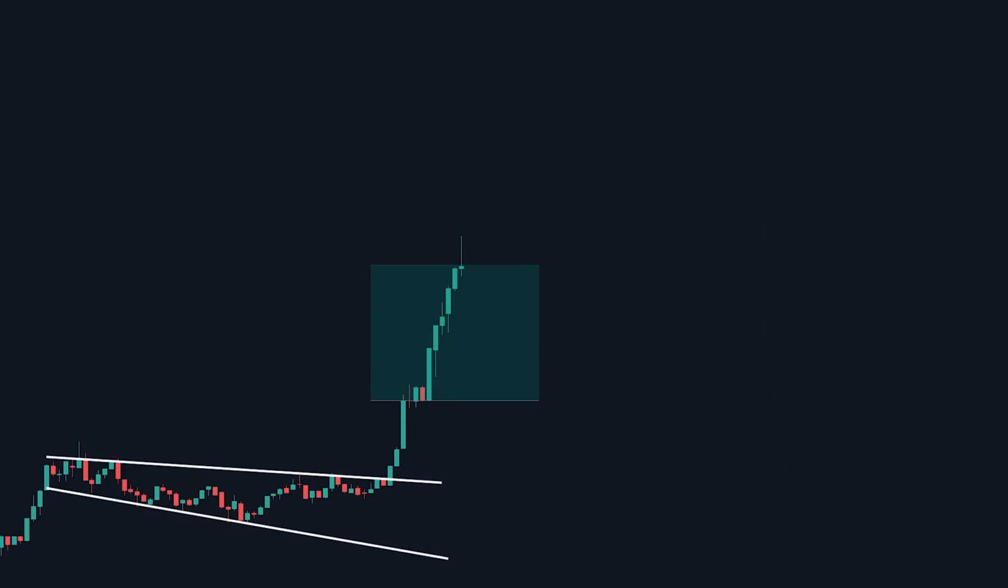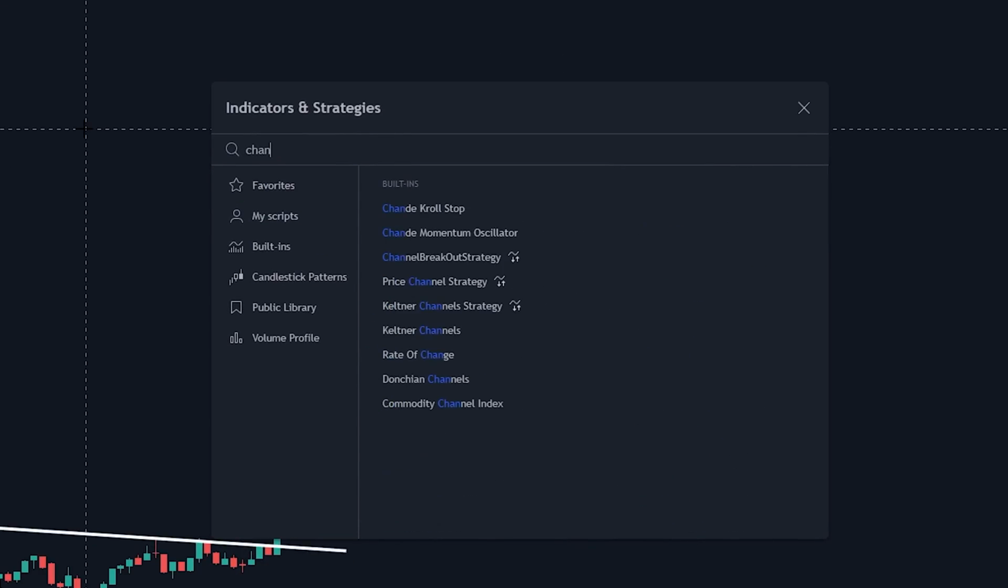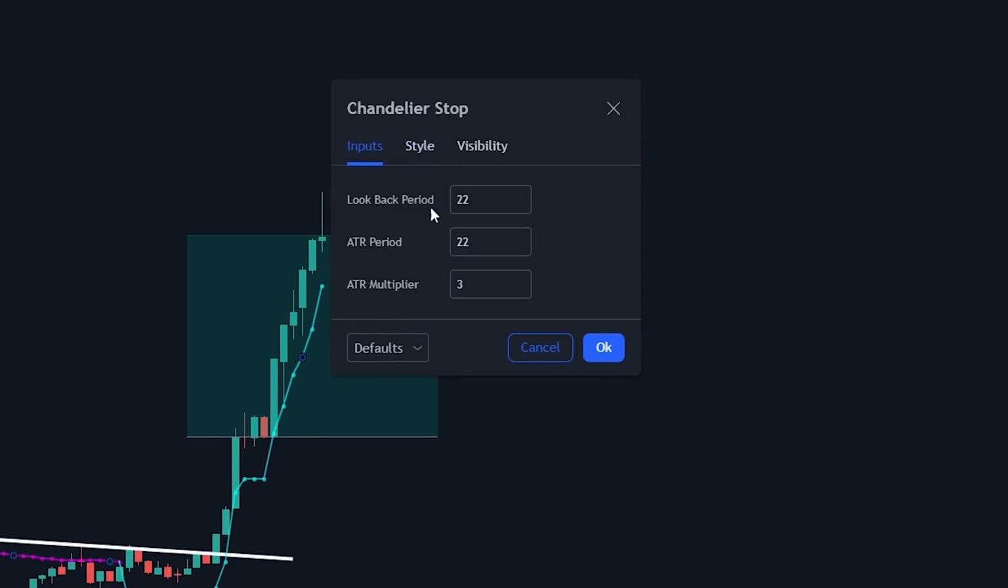That indicator is the chandelier indicator. To add this indicator, just go to TradingView, go to the indicators tab and type in chandelier stop. Then go to the indicator settings and change the ATR multiplier to 2. This indicator will give us our exit strategy.